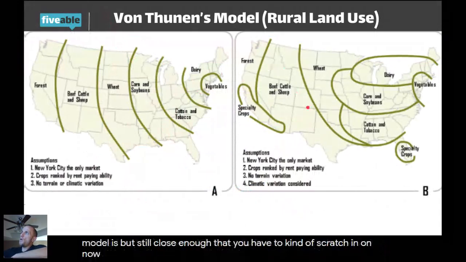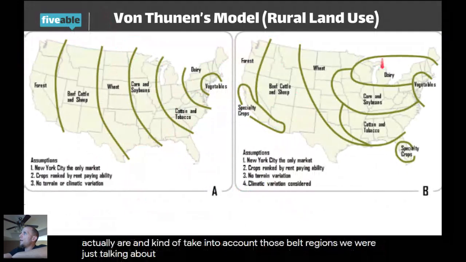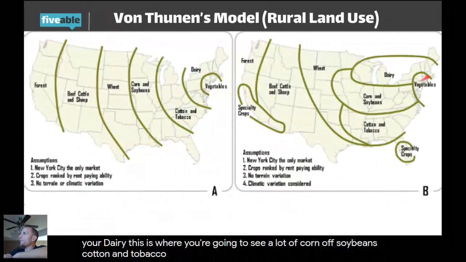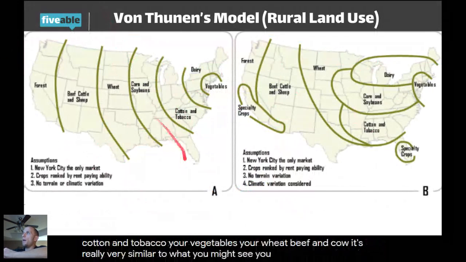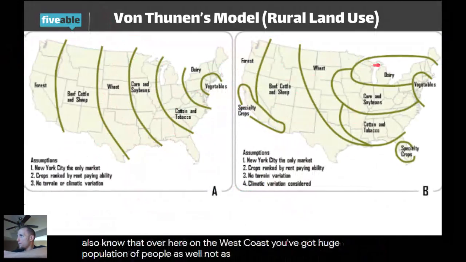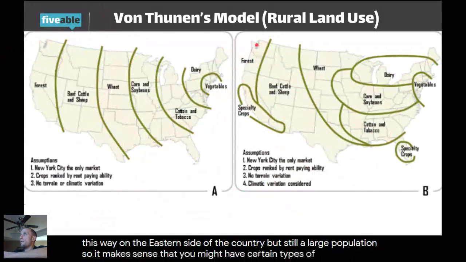Now, if you modernize and look more at the way things actually are, and take into account those belt regions we were just talking about, this here is where you're going to see most of your dairy. This is where you're going to see a lot of corn, a lot of soybeans, cotton and tobacco, your vegetables, your wheat, beef, and cattle. It's very similar to what you might see over this way as well. We also know that over here on the West Coast, you've got a huge population of people as well. Not as many as you have on the eastern side of the country, but still a large population. So it makes sense that you might have certain types of dairying in California.